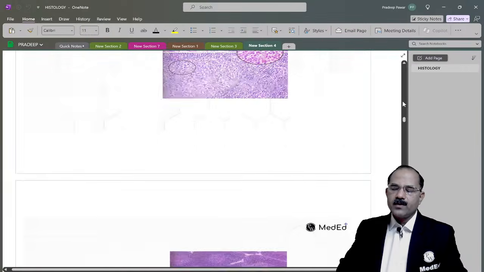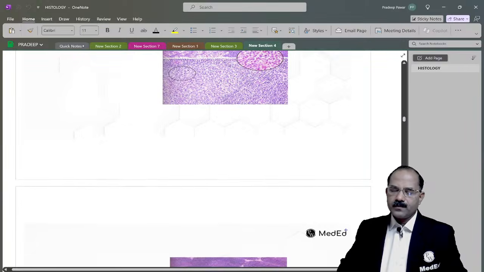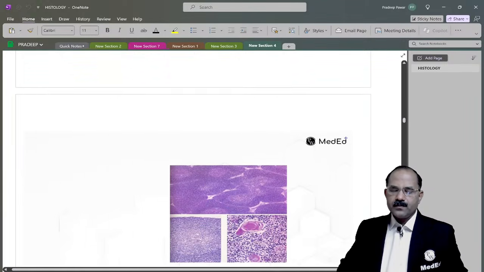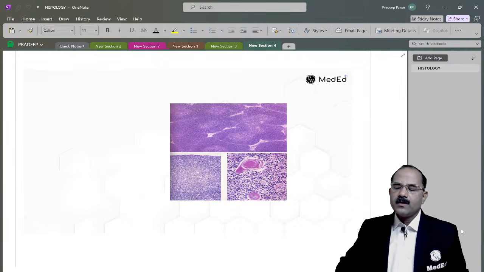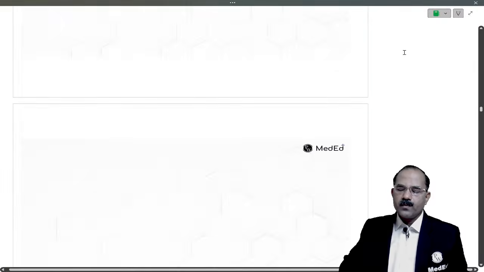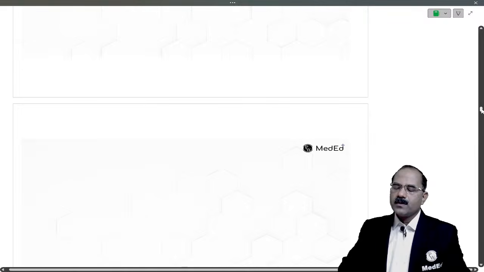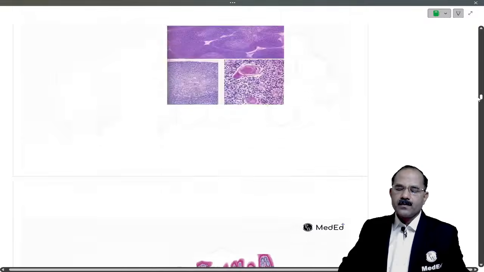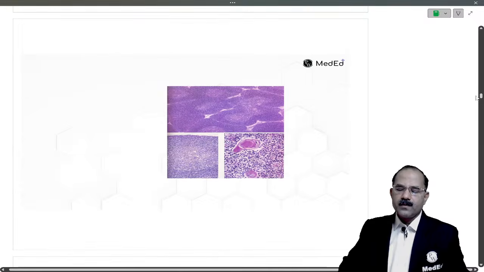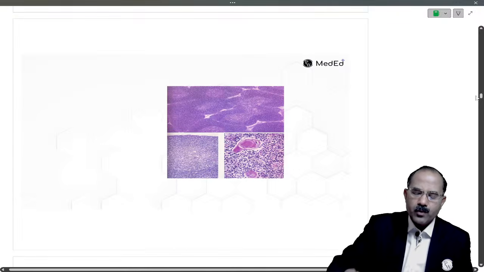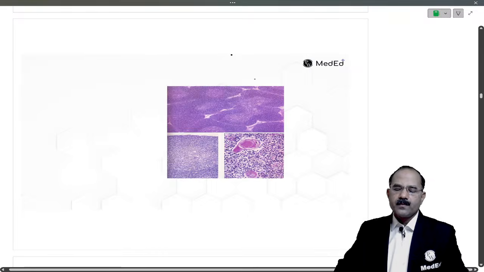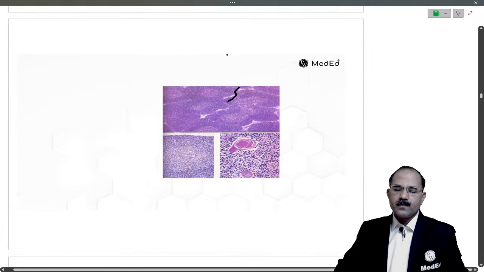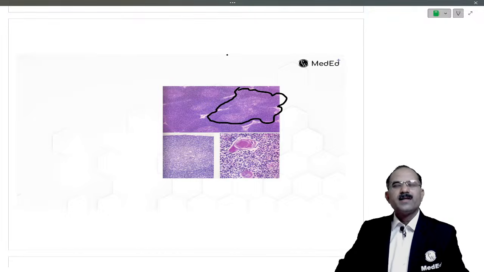Okay, look at this slide. You can see this. What is this now? That's a thymic lobule, right? This is hanged up, so I'm just trying to explain to you.